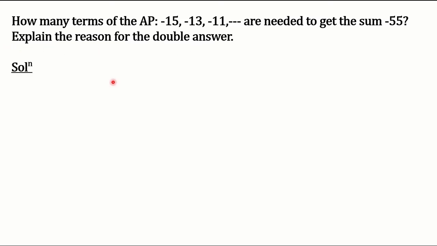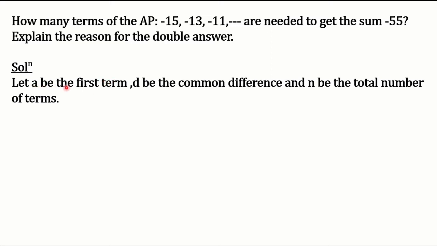So, solution. Let A be the first term, D be the common difference, and N be the total number of terms. In the question, it has asked how many terms. We have supposed n terms. Again, the question asks to explain the reason for the double answer. Means when we simplify this question, we are going to get two values of n. We must mention the reason for the two values of n.